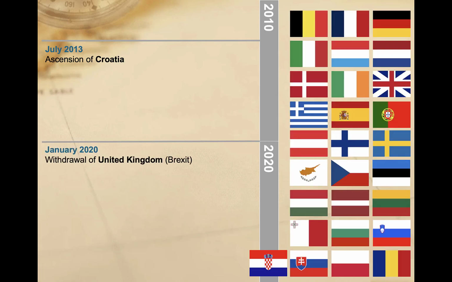And finally, in January of 2020, the United Kingdom completed negotiations to leave the European Union and became the first country to withdraw from the Union since it was established in 1957. The membership of the European Union thus went from 28 to 27.